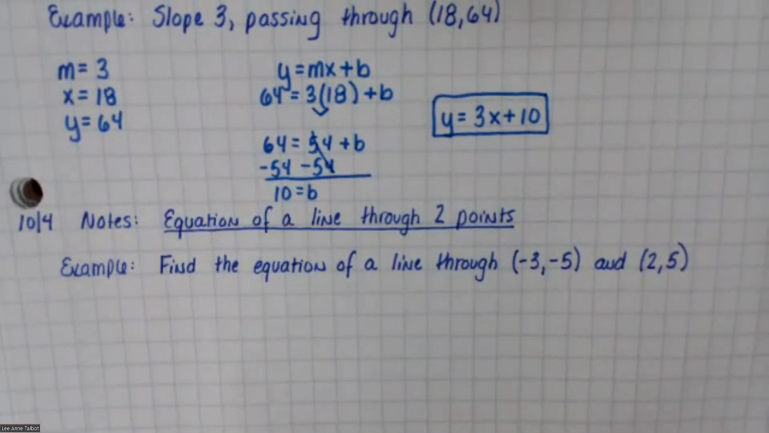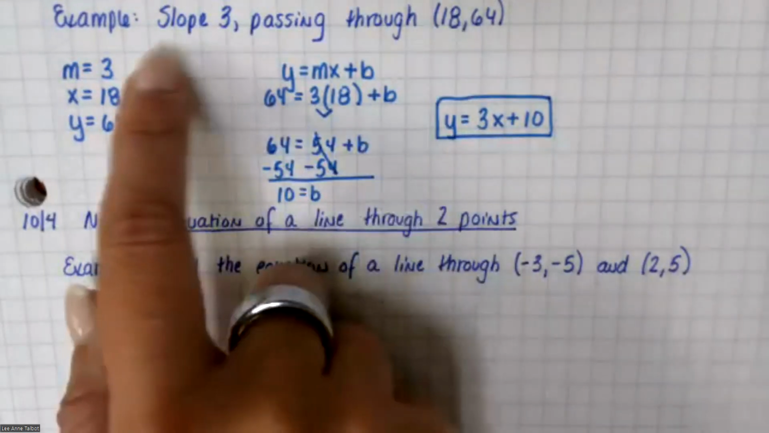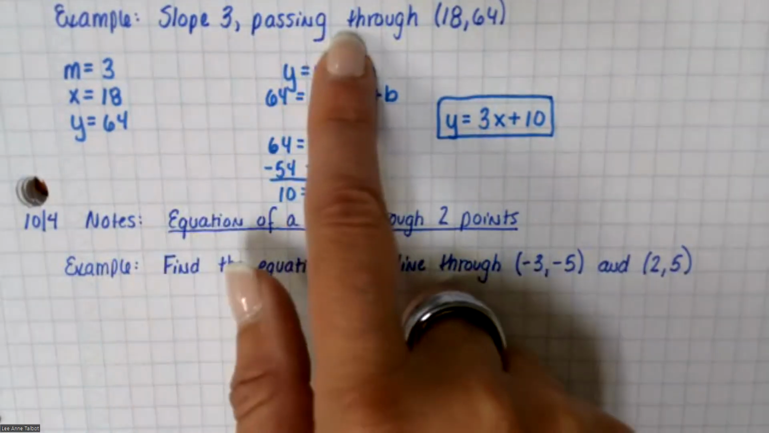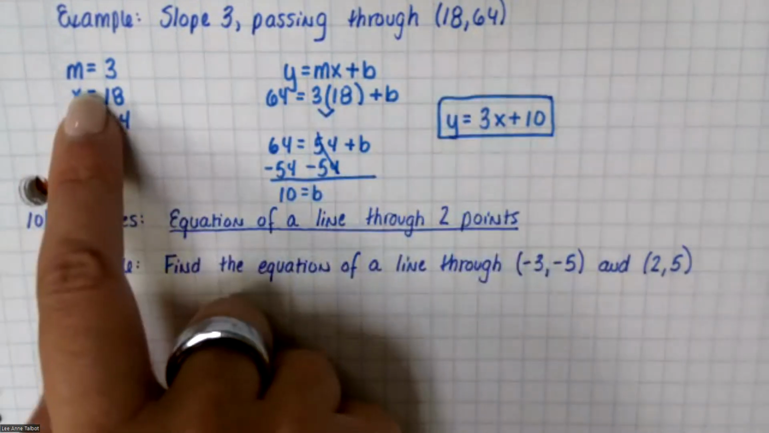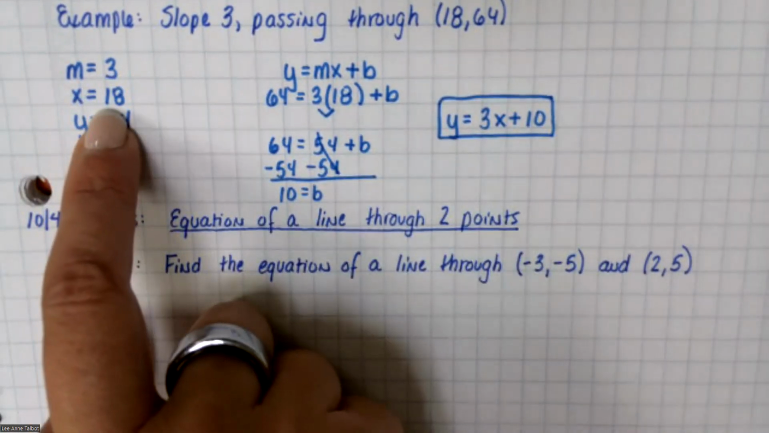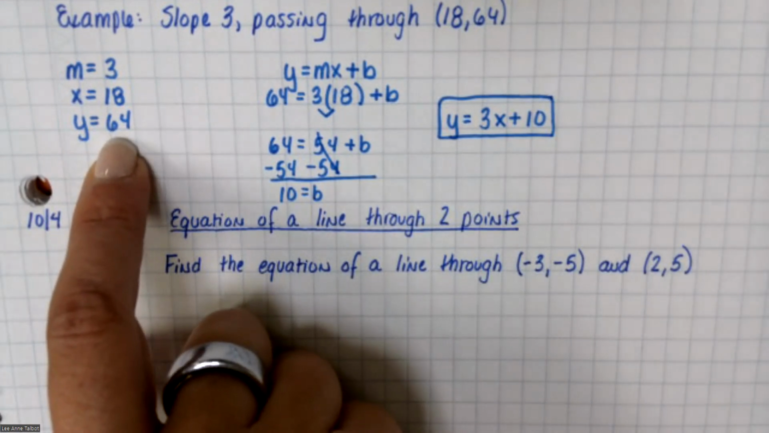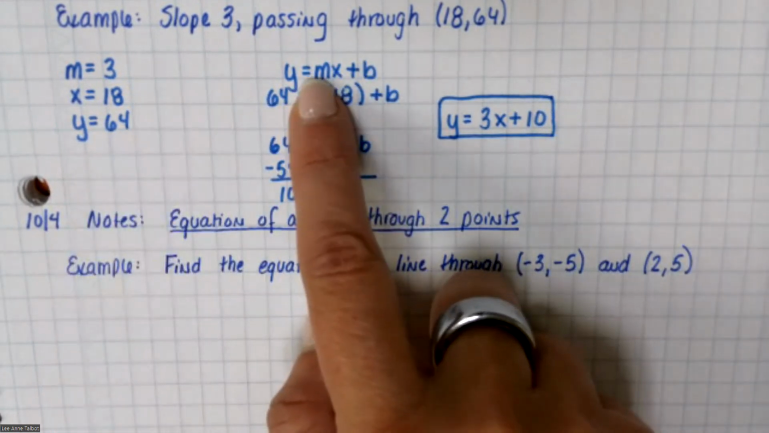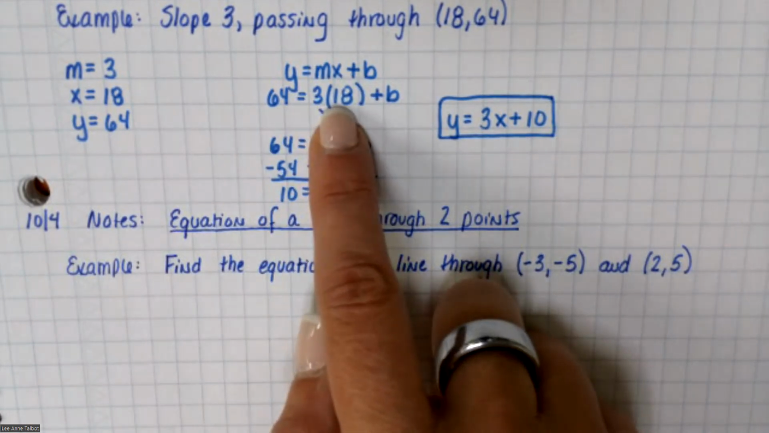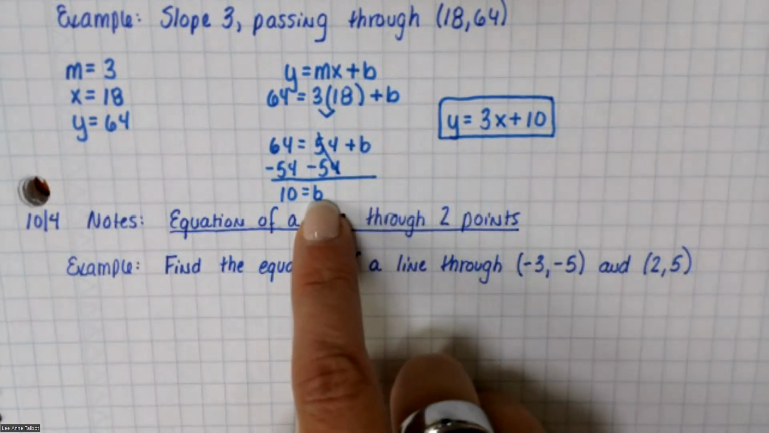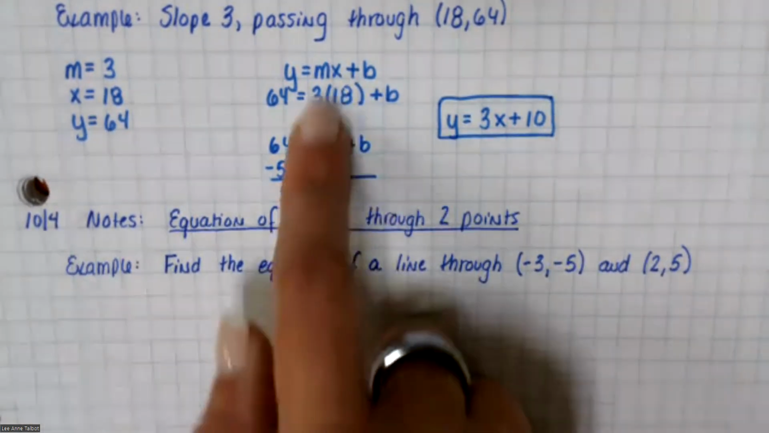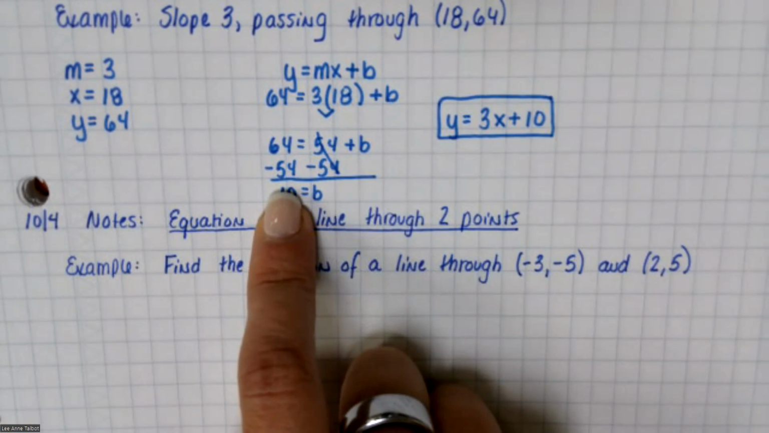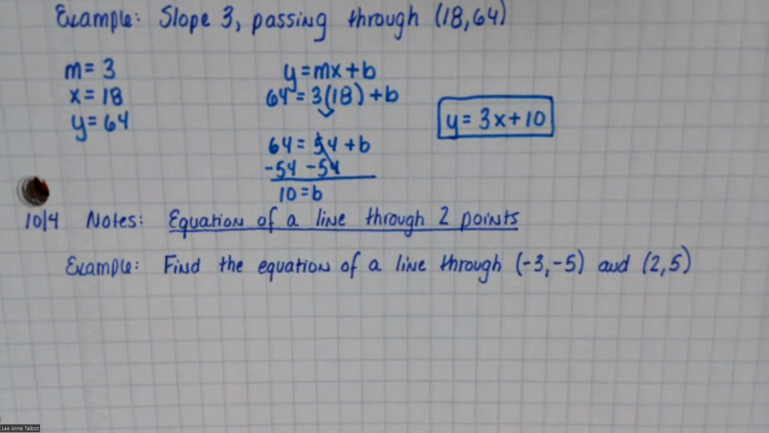So I'm going to scooch this just a tiny bit. This was yesterday's. It said slope of 3 passing through 18, 64. So I said m was 3, x was 18, y was 64. Do you remember this? And then I said y equals mx plus b, and I plugged those 3 things in to find b. Do you guys remember why we do it this way? It's easier than backtracking on a table or graph. Much more accurate than backtracking on a graph. Much less work than backtracking on a table. And then final answer, equation.